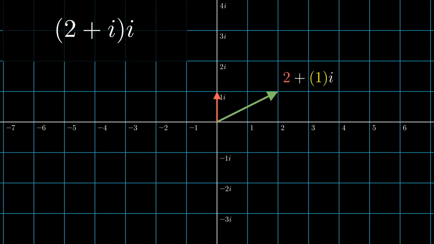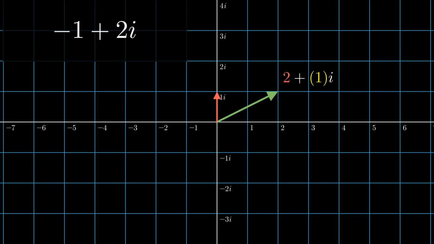So let's take a look at the multiplication of 2 plus i times i, which is 2 right, 1 up, times 1 up. If we solve this algebraically, the 2i go together and the i squared becomes a minus 1, so we get minus 1 plus 2i since its definition allows it.